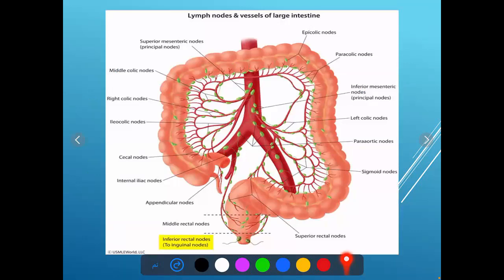This image shows the lymphatic drainage of the large bowel: the ascending and transverse colon through the superior mesenteric node, the descending and sigmoid colon through the inferior mesenteric node. Both of them will be drained into the cisterna chyli and lastly into the thoracic duct.